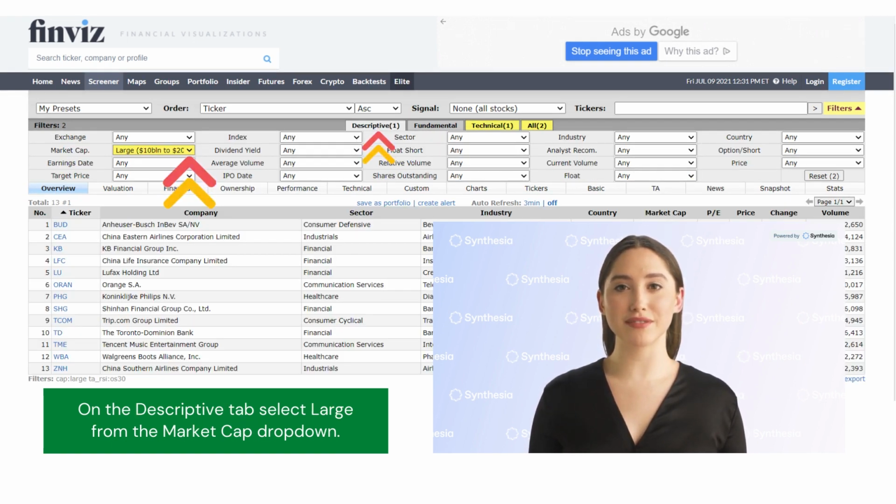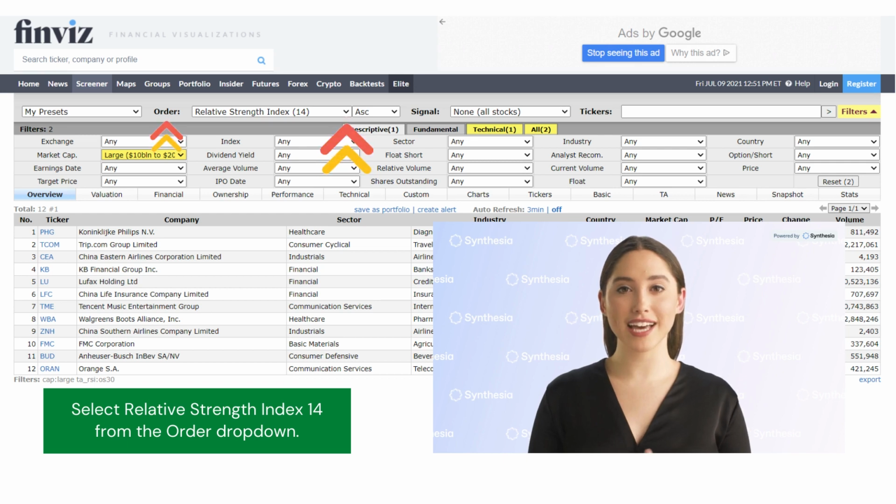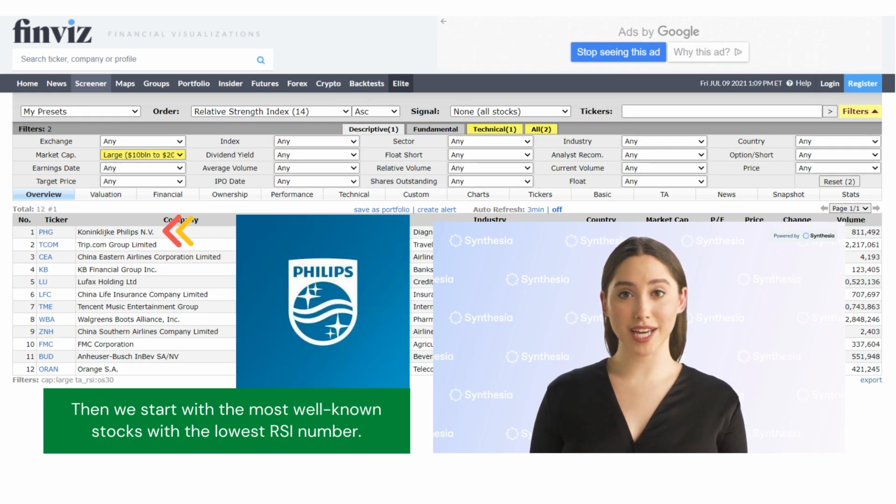Now go back to the Descriptive tab and select Large from the Market Cap dropdown. We have 13 stocks that are below the Oversold 30 RSI, which is an indicator they are trading below their true value. Next, select Relative Strength Index 14 from the Order dropdown. This will sort the stocks from the lowest RSI number to the largest. The lower the RSI, the better. Then we start with the stock with the lowest RSI number. We also favor stocks that are well-known. In this case, we will start with the well-known brand Philips, with the ticker name PHG to research.